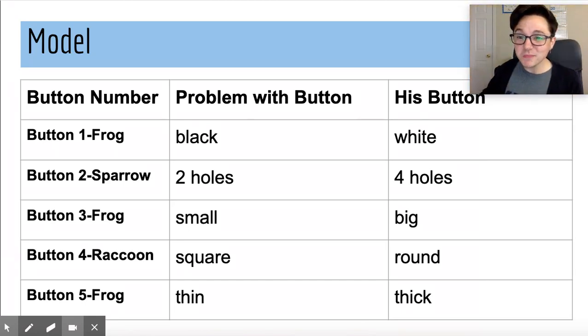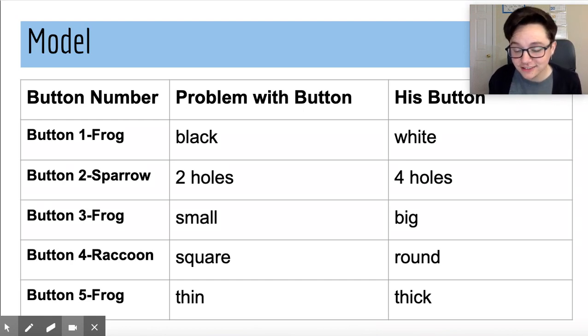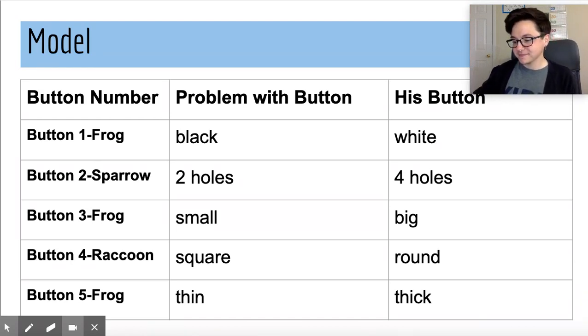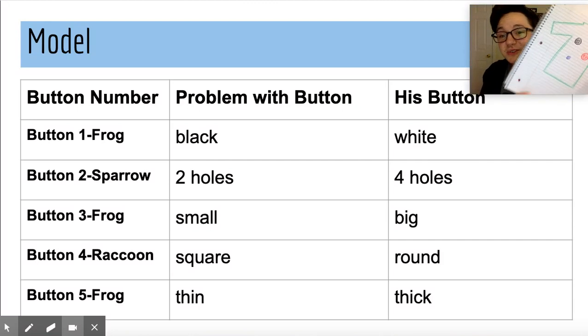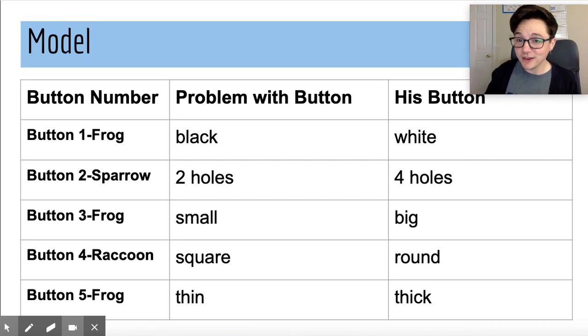Let's take a look at button number 3. Button number 3 was a button that Frog found, and it says that this button was small. So go ahead and draw a small button on your jacket. For this one, I chose to draw a small blue button because blue is one of my favorite colors. It's one of your favorite colors too?